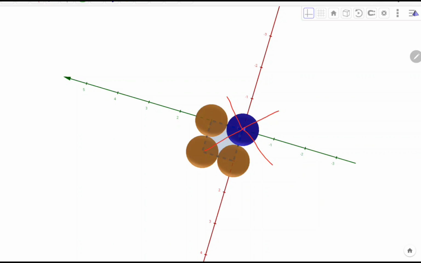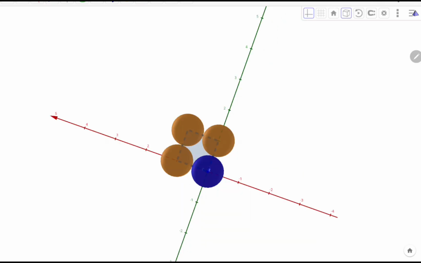Now, let's summarize what we mentioned before. In the xy plane, we have 4 second nearest neighbors. In the yz plane, we have 4 second nearest neighbors. And in the xz plane, another 4 second nearest neighbors. 4 plus 4 plus 4 is equal to 12. So the number of second nearest neighbors in the simple cubic crystal is equal to 12.